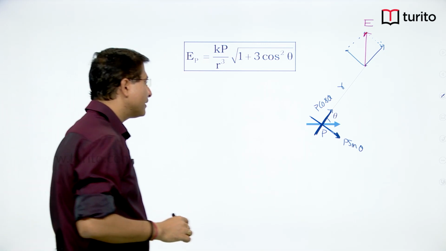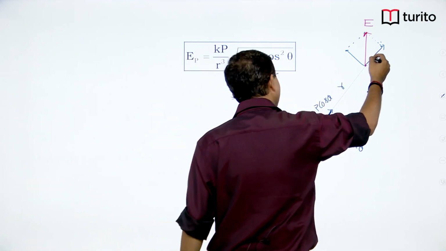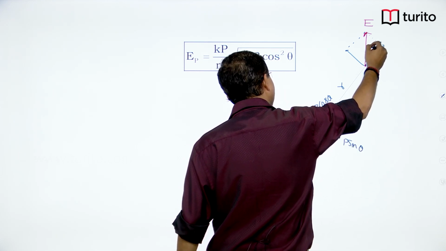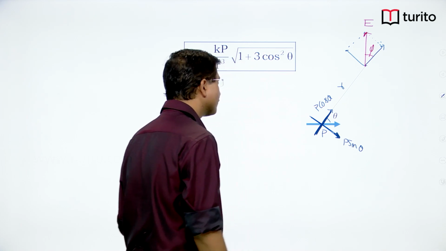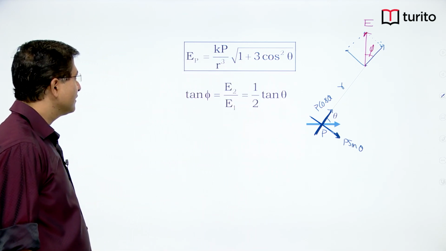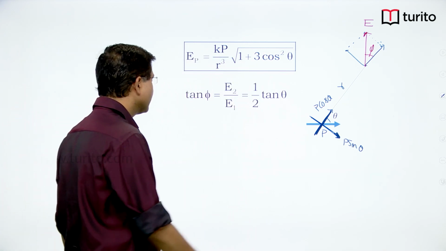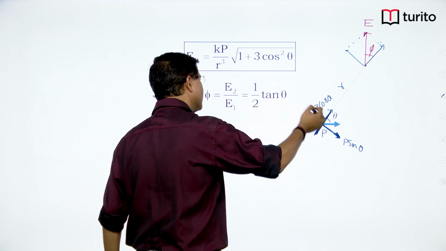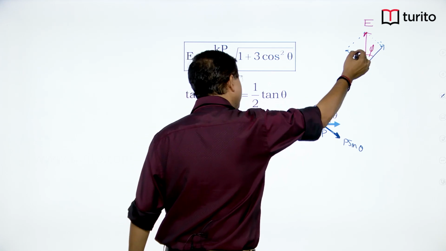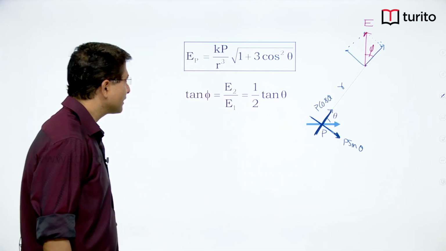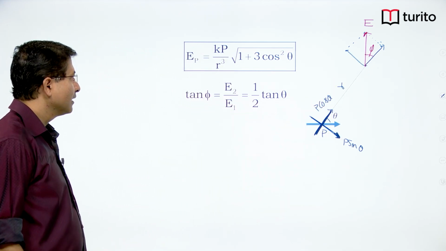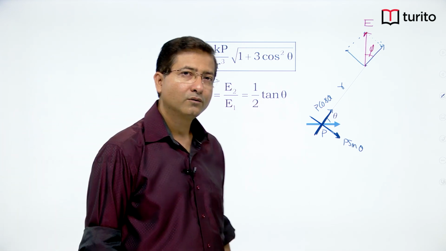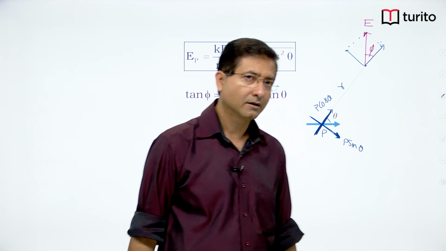And the angle made by the field with this position vector, we assume phi, and tan phi was tan theta by 2. So this is the angle made by the field at that particular point, right. And after calculating the field at a general point, we calculated the potential.